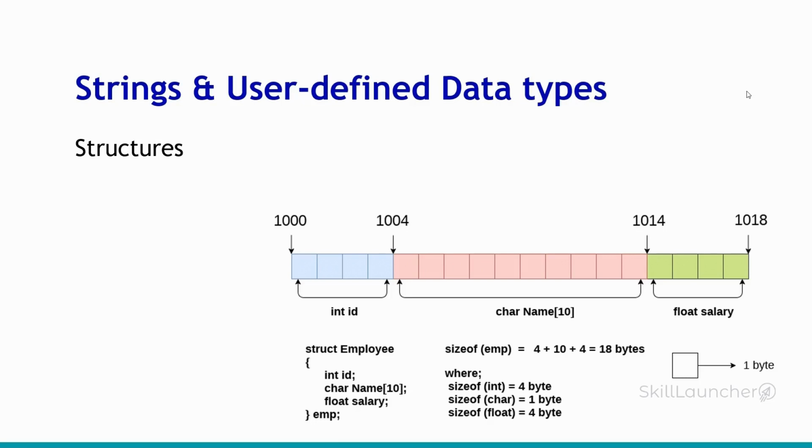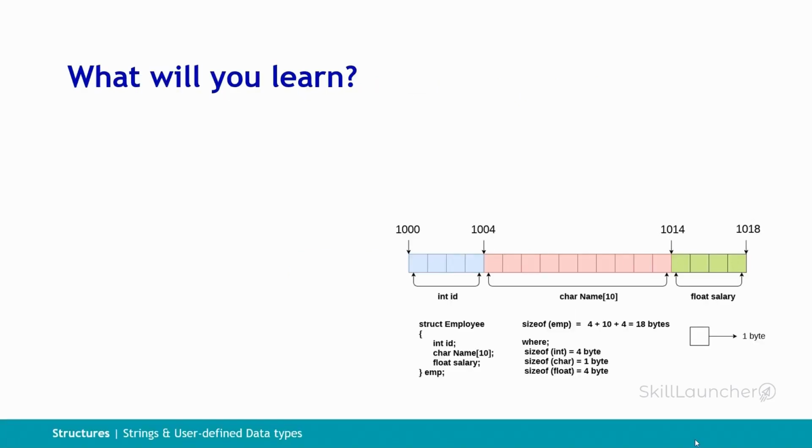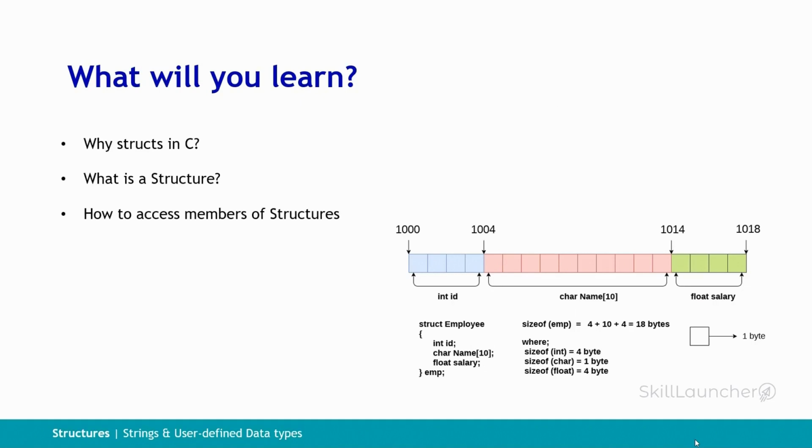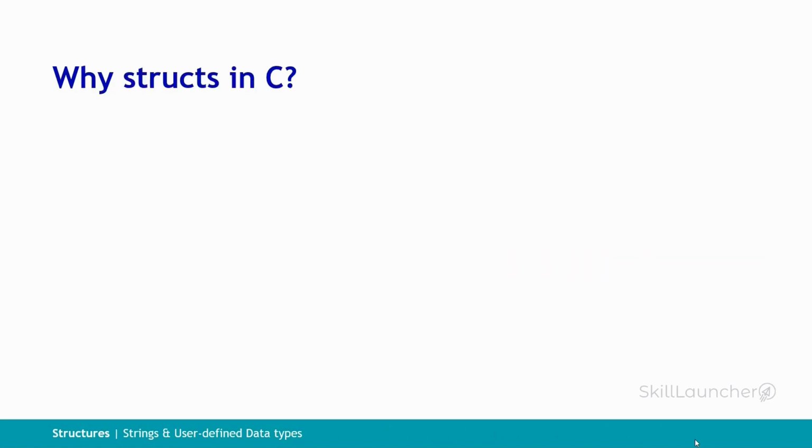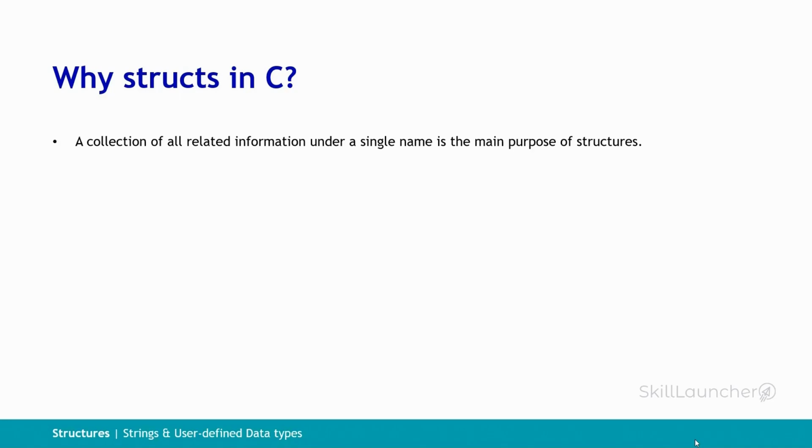But unlike arrays, structures in C are user-defined data types which are used to store a group of items of non-similar data types. In this lesson, we would be learning why structures in C, what is a structure, how to access members of structure, and keyword typedef. So why structures in C? Let's say we need to store some information about a person. Now this would be a collection of all related information under a single name, which is the main purpose of structure.